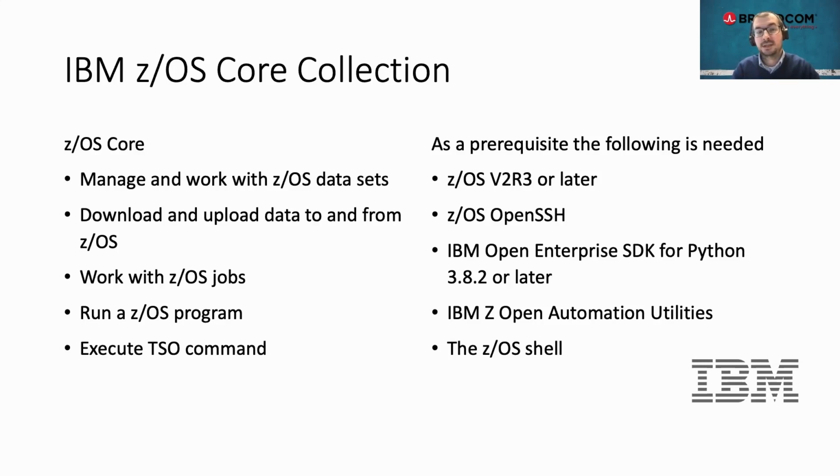There are, of course, some prerequisites. Nothing is for free, so you need to fulfill this set of prerequisites. You need to have a proper version of z/OS. You need to enable OpenSSH. The reason is that Ansible, as I said, was developed for the Linux environment initially, and there SSH is the major remote access protocol, so it's still applicable here. So you need to open your SSH between the Ansible control node and the target mainframe. You need to have a Python SDK in this particular version.